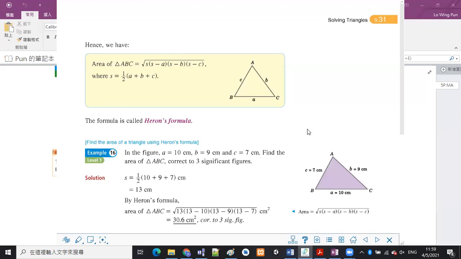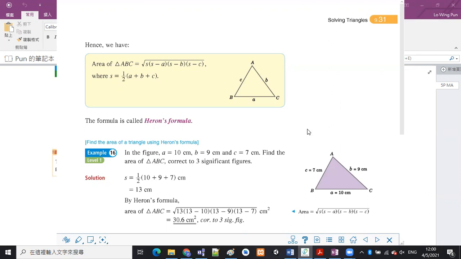That is half times AB sine theta. That is a new formula to find the area of the triangle. And the last one in this chapter is also for you to find the area of a triangle. It is like this: when we do not have any information about any angle, we just have the length of all the three sides. Then we are going to use this formula to find the area of a triangle.